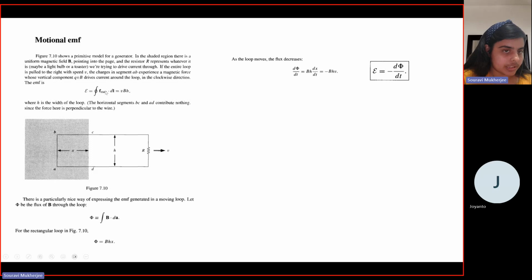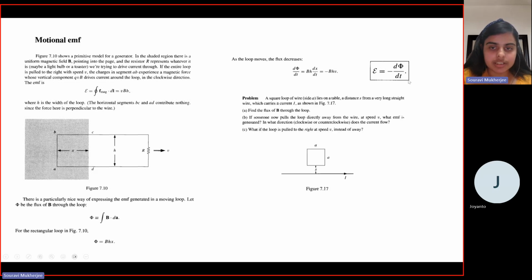So there are two ways. In this definition, we write it as the work done by the magnetic force, and that's why it's VBH. But when we talk about this, it's actually the change in the magnetic flux which is resulting in this EMF, right? So the change in flux is related to the EMF by this relation.